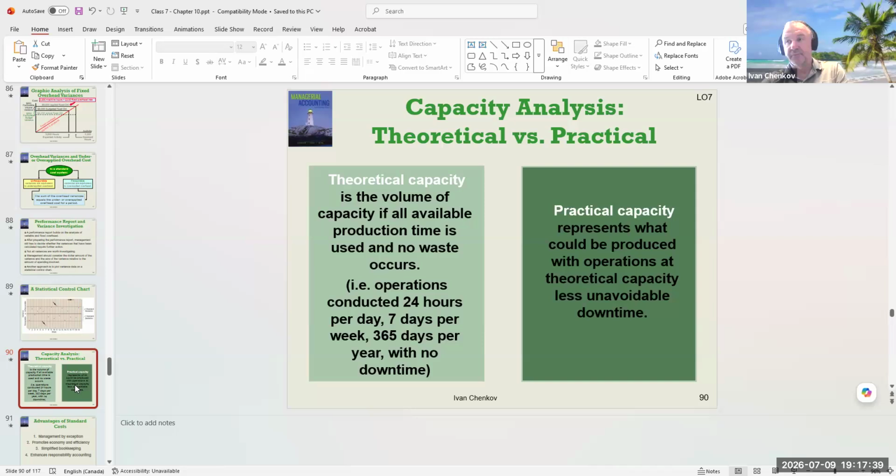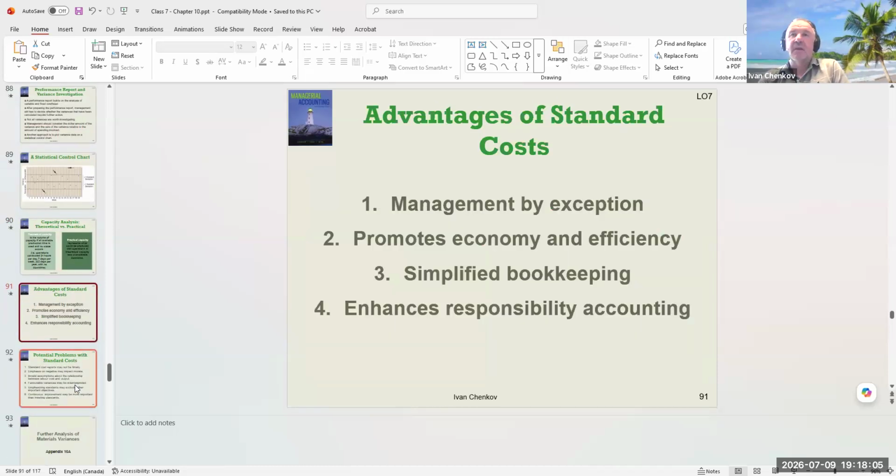So the practical capacity for me will be the number of years which my mind is going to stay intact so I can deliver lectures to the students. That will be my practical capacity. As you can see, the practical capacity is not going to be equal to theoretical capacity. It's going to be less than theoretical capacity.